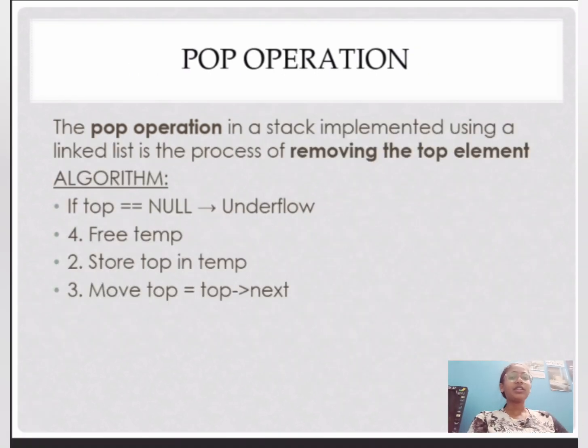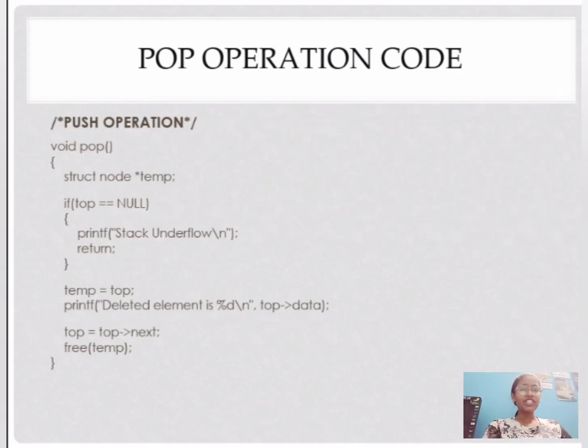Pop operation. The pop operation removes the top element from the stack. Since a stack follows top based removal, we always remove the most recent element added. First, we check if top is NULL. If yes, the stack is empty, so we display an underflow message. Otherwise, we store the top in a temporary pointer. Print the value being removed. Now, move the top pointer to the next node using top = top->next. Free the memory of the removed node using free.